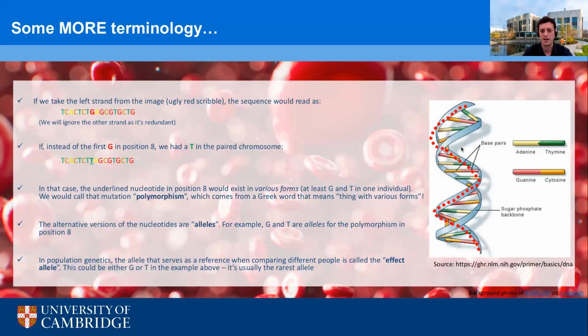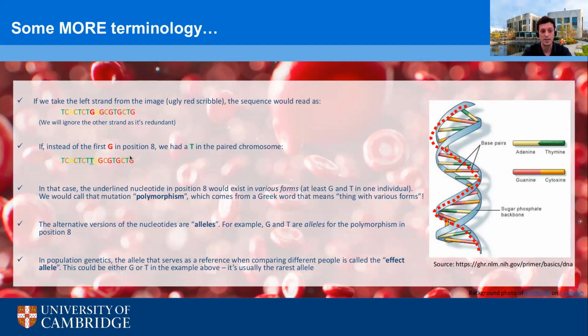A little bit more information about the term that we are going to use in the next slide. If we take the left strand from the image, which is this ugly red scribble here, the sequence will read from here. We would have a thymine, and then a cytosine, and then adenine, and then cytosine again. And it will read something like this. Usually, we take the first letter of each nucleotide for brevity. And we will ignore the other strand at this time because it's complementary to the first one, so it's a little bit redundant.